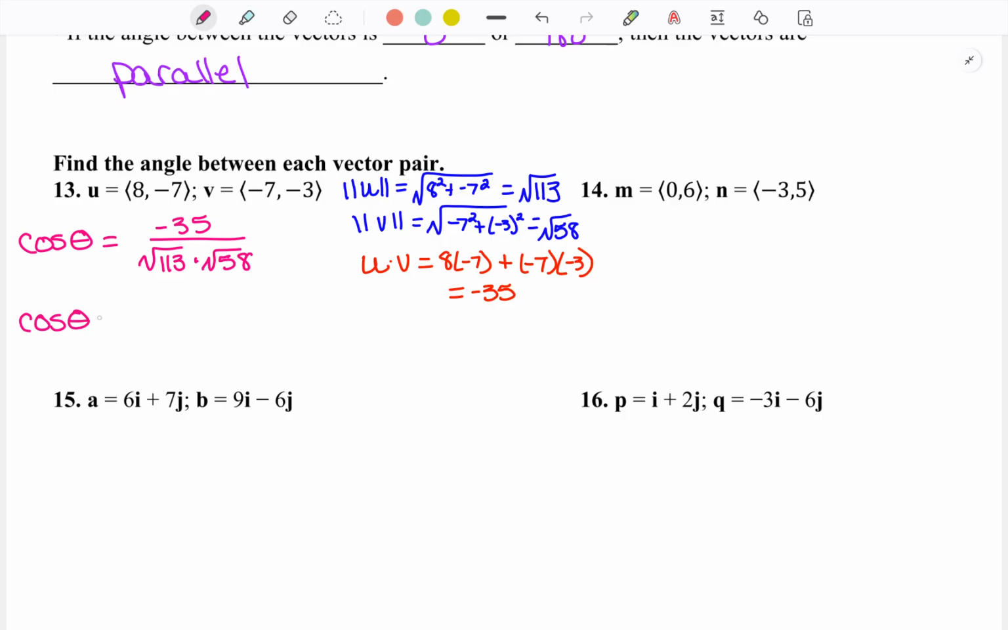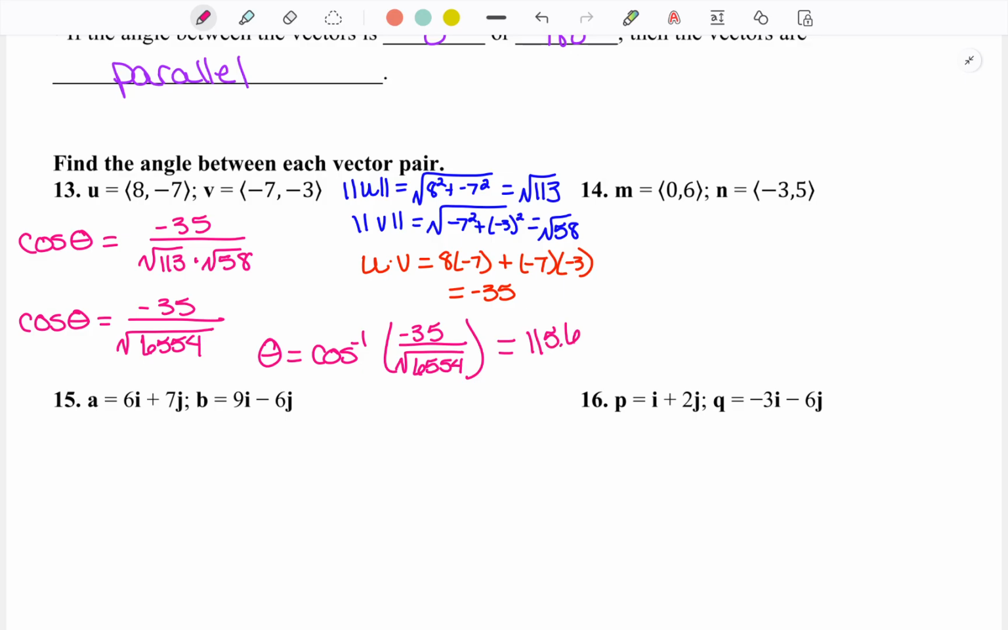So cosine theta is going to equal negative 35 over the square root of 6,554. Now, I would honestly just go to theta equals the arc cosine and put this in my calculator, because these are going to be nasty numbers, and so we might as well just avoid it and just get to our final answer. So that final answer should be 115.62 degrees.